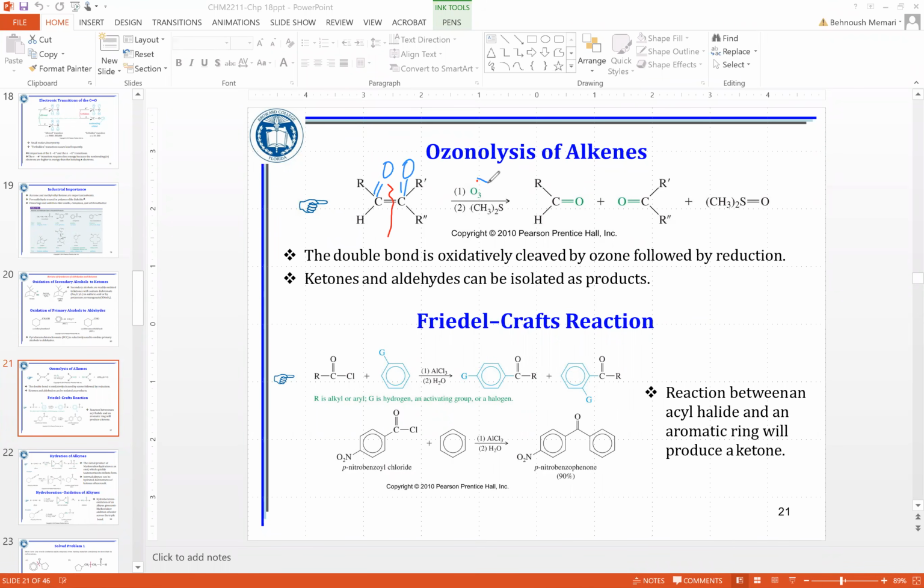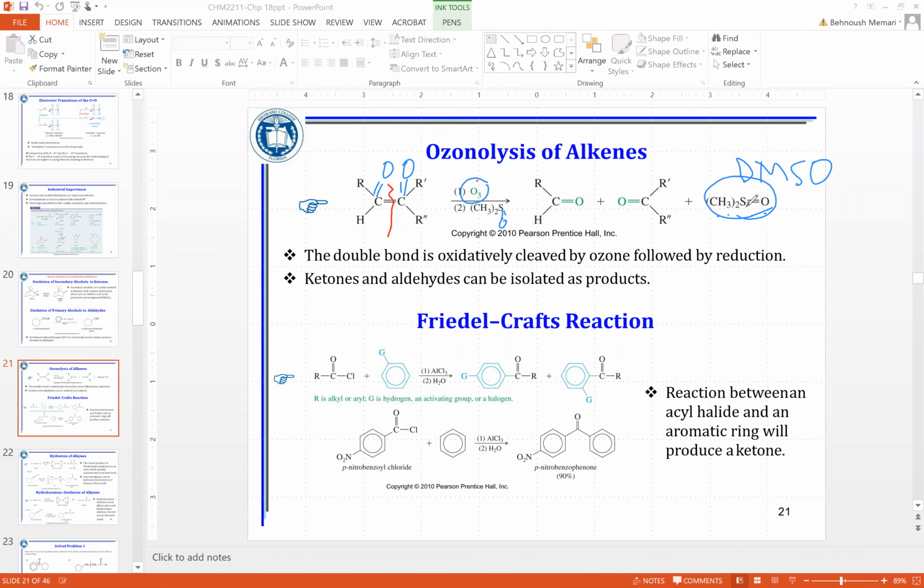So you have three oxygens. What's going to happen to the third oxygen? The third oxygen would react with sulfur, and it will give you sulfoxide. So you get dimethyl sulfoxide, DMSO. If you remember, we use this as an aprotic solvent in SN2 type reactions. So DMSO is the abbreviation for dimethyl sulfoxide.